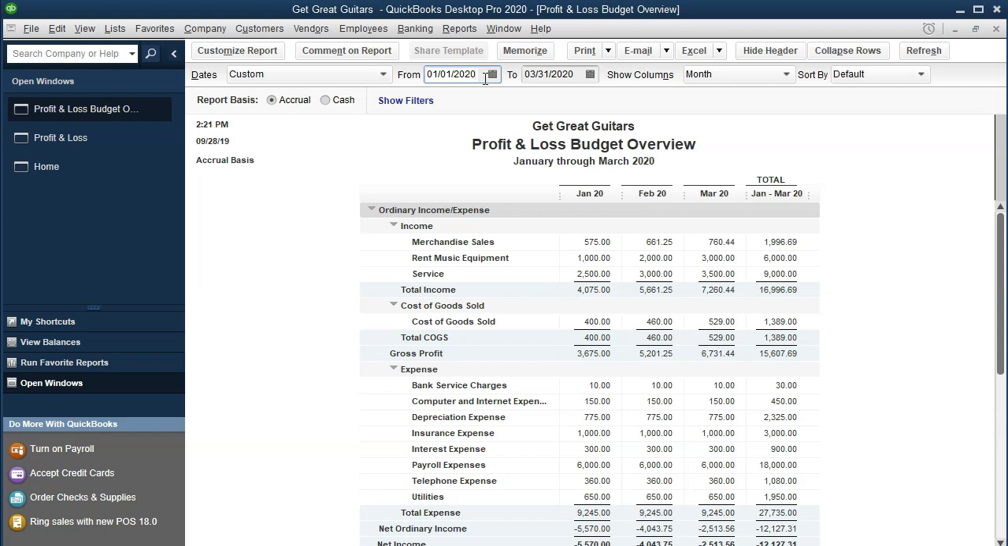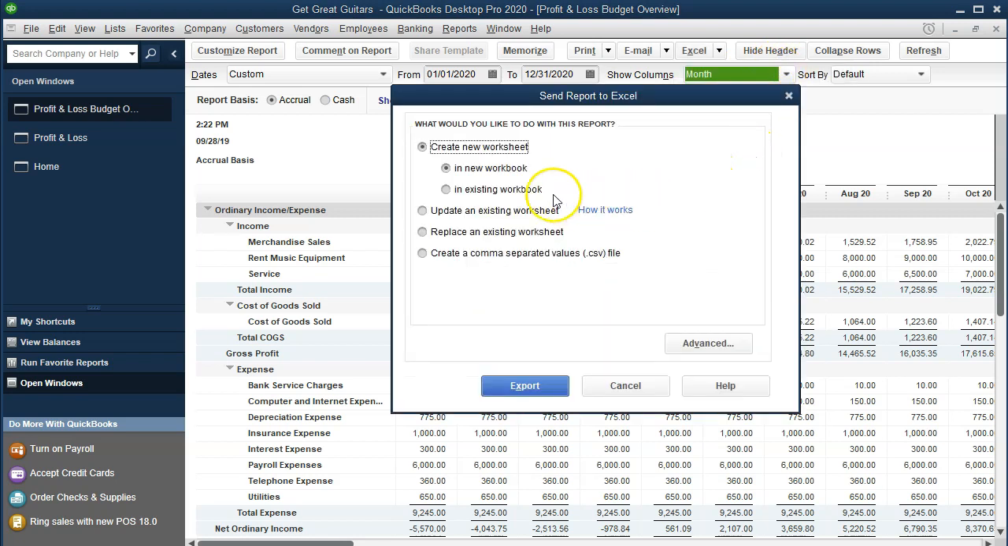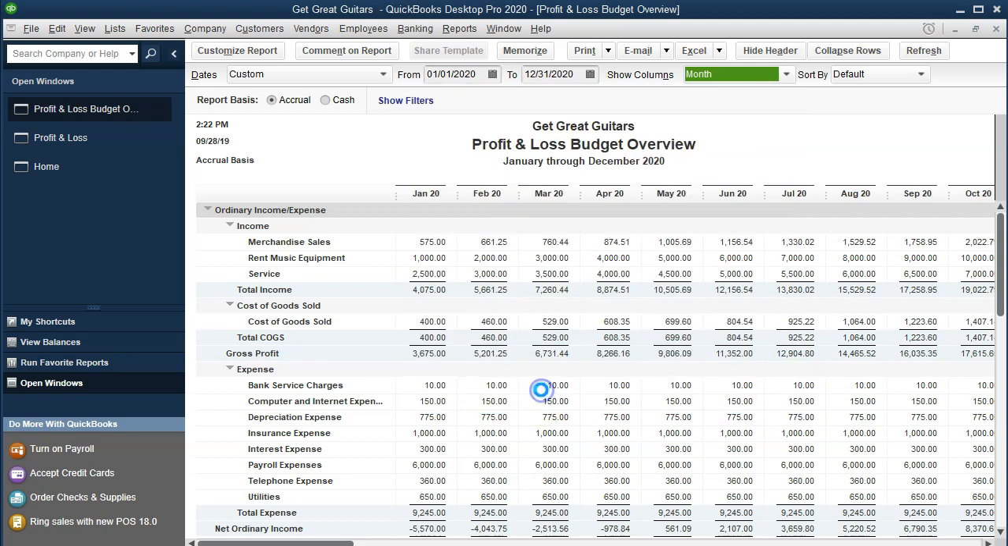But let's first export this to Excel. So I'm going to go 12/31/20. This is going to be our budgeted profit and loss. Let's export it to Excel and print it. So I'm going to go to the Excel. We're going to create a new worksheet. And then we're going to put that into as well a new workbook. So we're going to create a new workbook with a new worksheet to it.